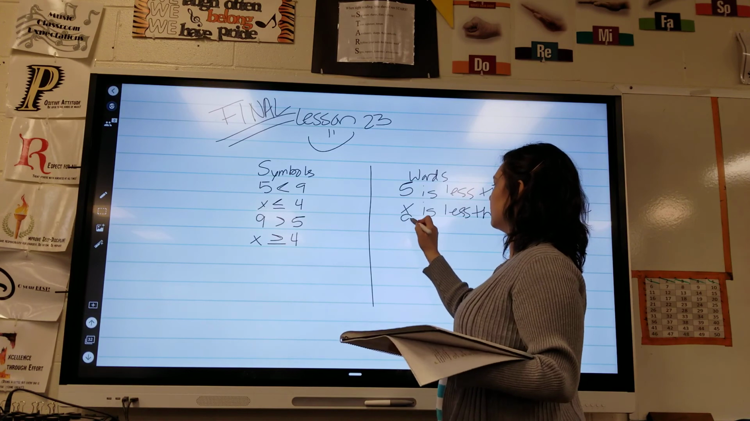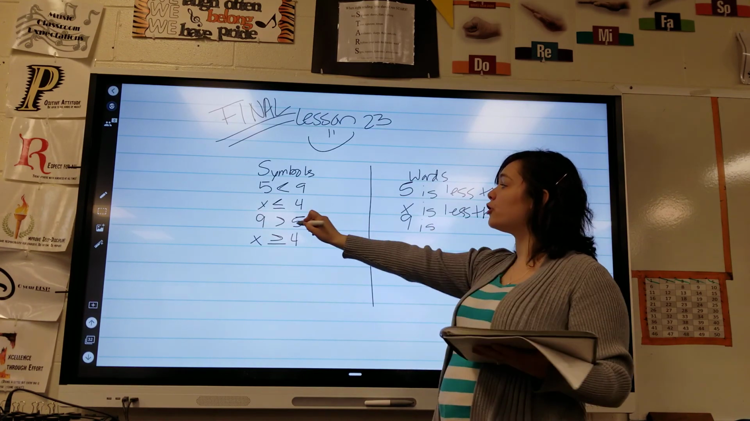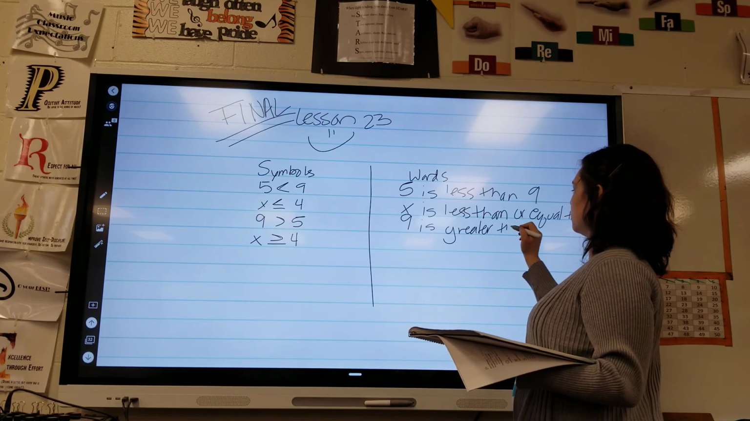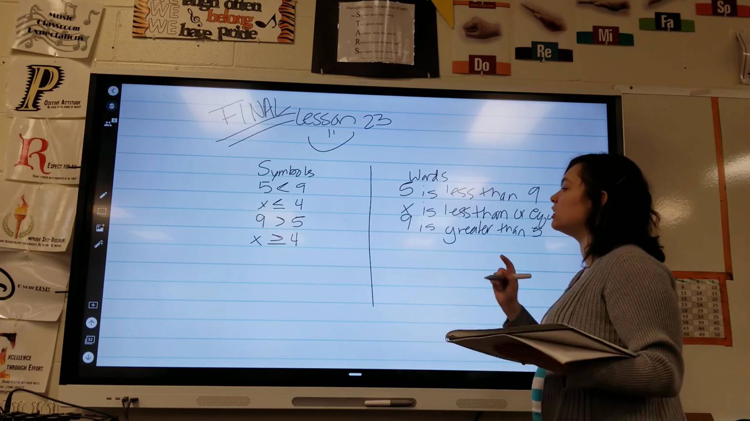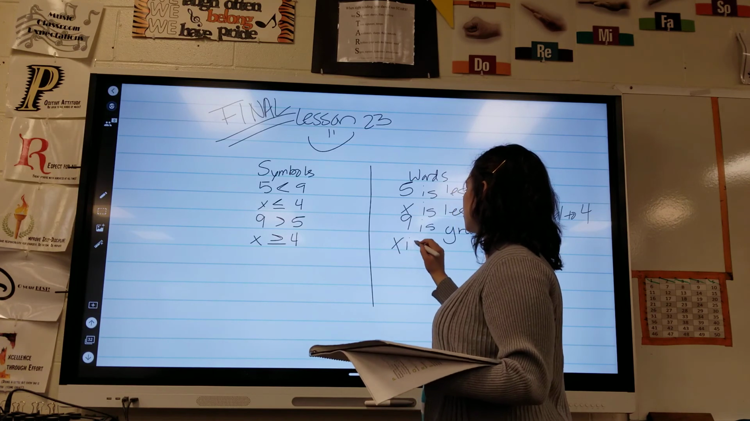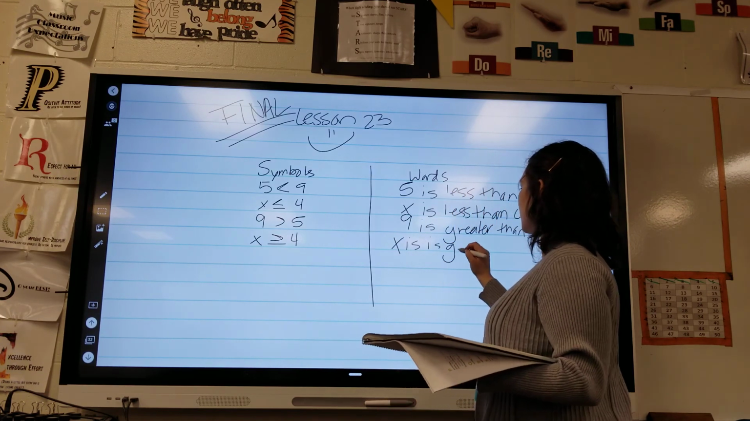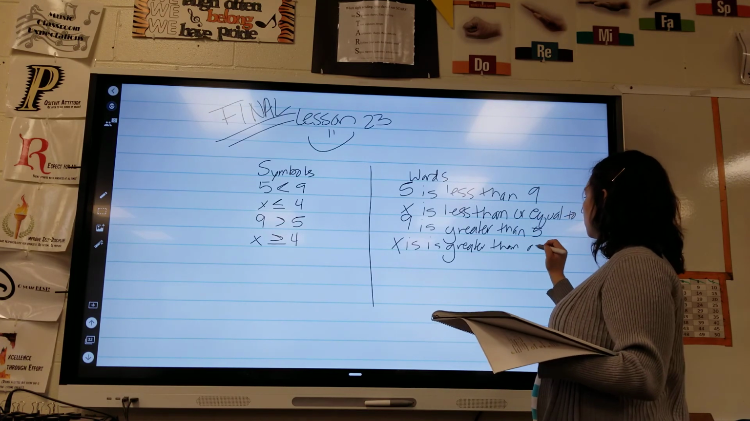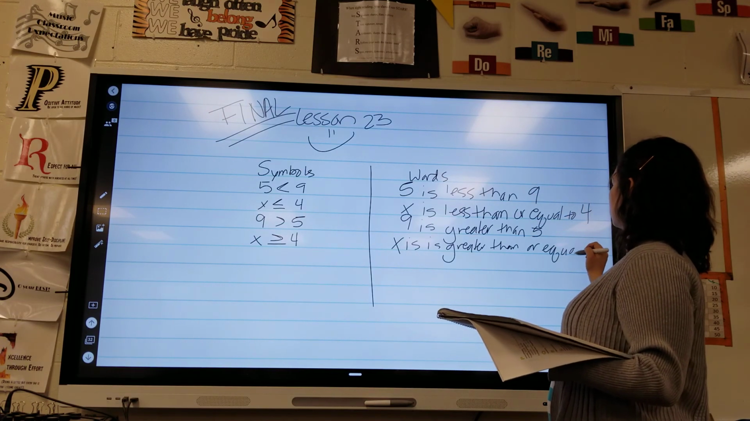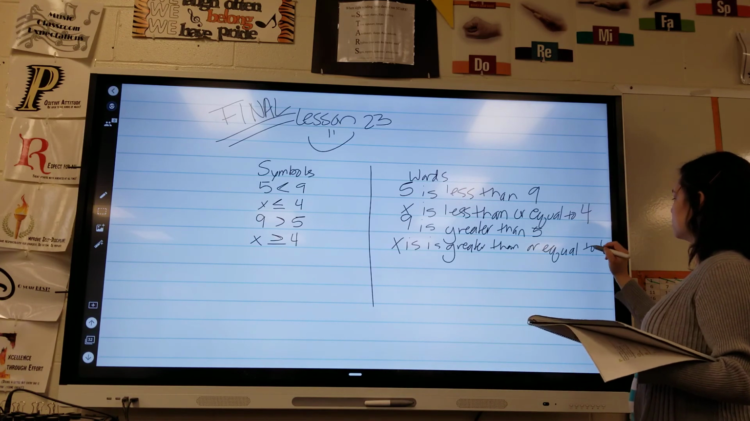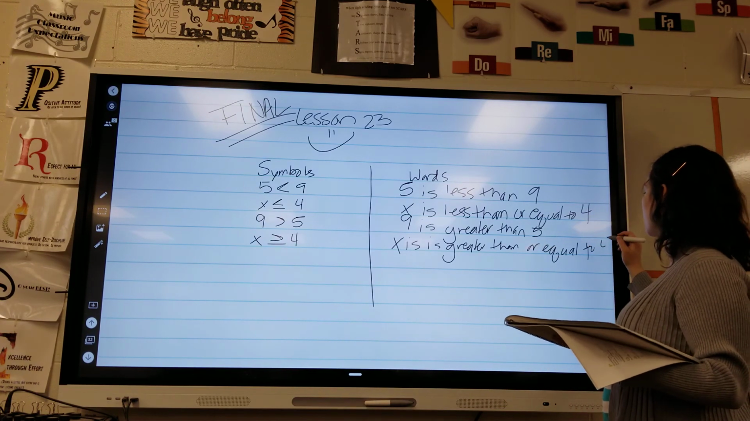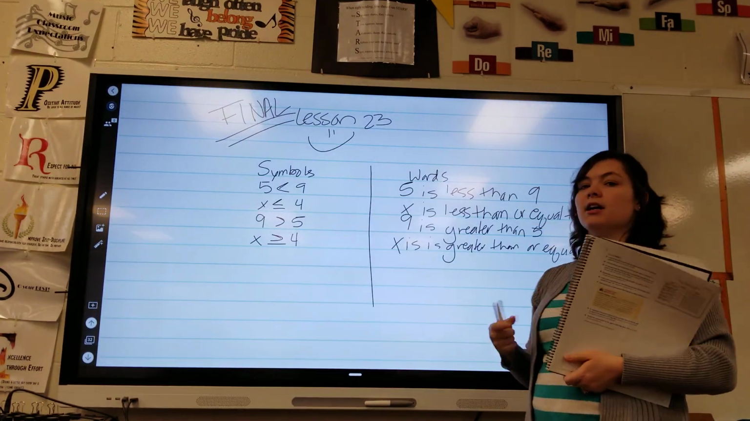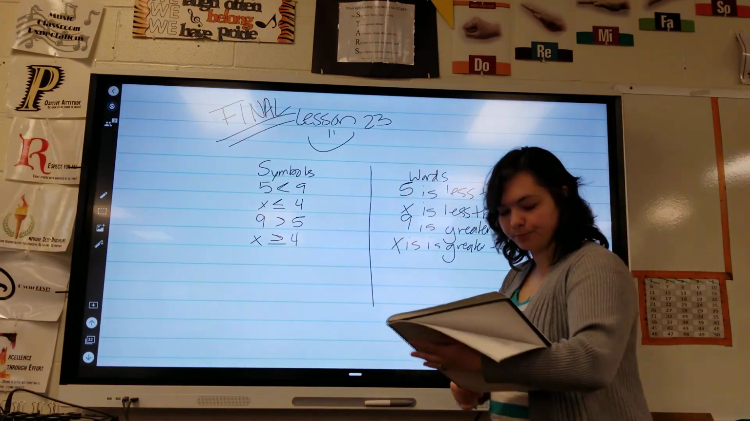9 is greater than 5. And you guessed it, the last one is X is greater than or equal to 4. These are going to be crucial, pre-algebra kids, for you guys to know and understand as we go through this next lesson.